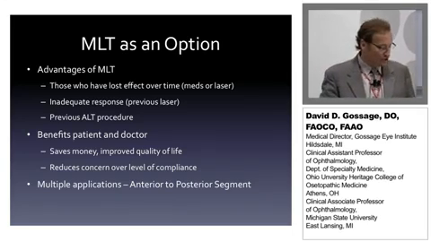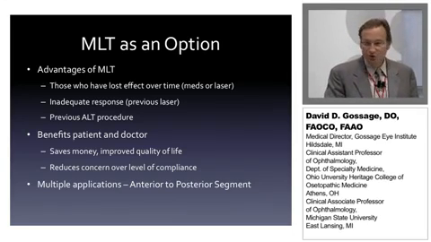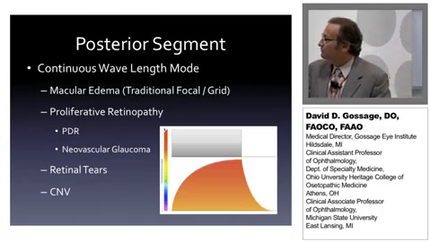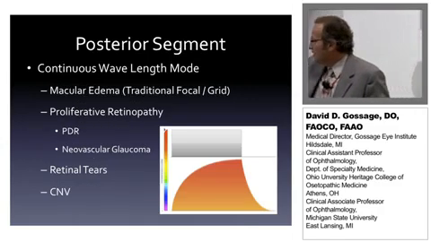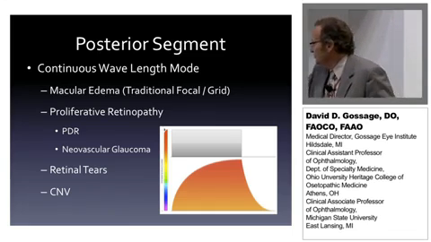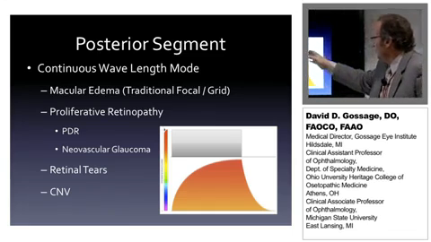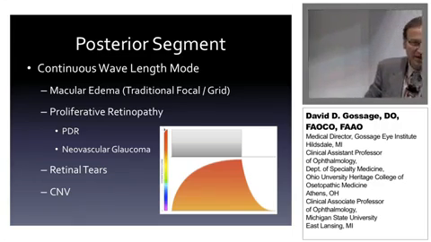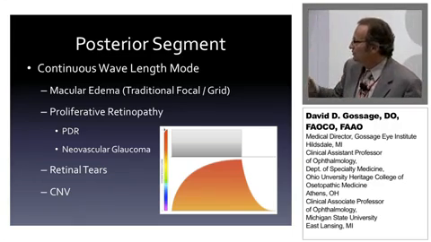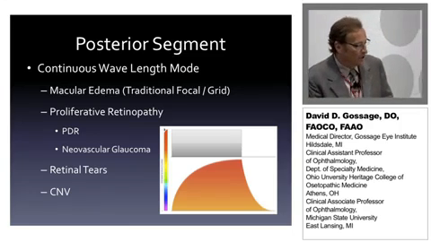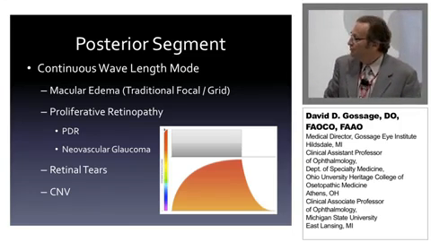and that's where I'm going to kind of transition into now and talking about the use of the MicroPulse laser in the posterior segment. So once again, this is our model of the continuous wavelength laser. As you turn the laser on, over time the heat's going to generate, and the heat's going to generate into the tissue, and that's what's going to cause some thermal destruction of tissue.